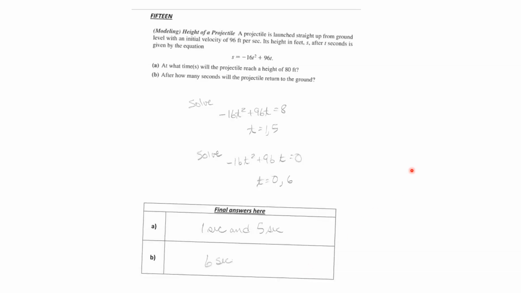Problem 15, you were to find when is this at 80 feet? This should have been 80. I left off the 0 there, but that is 80. And so you solve that, and you'll find that at time t equal 1 and t equal 5, it will be at 80 feet. The other question asks, how many seconds until the projectile returns to the ground? Well, it'll be at height 0 at 0 and 6, so it returns to the ground at 6.